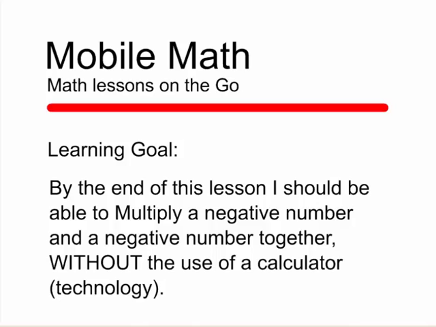Today's learning goal: by the end of this lesson, I should be able to multiply a negative number together with another negative number, and I should be able to do that without the use of a calculator. So we'll be multiplying two negative numbers together today.